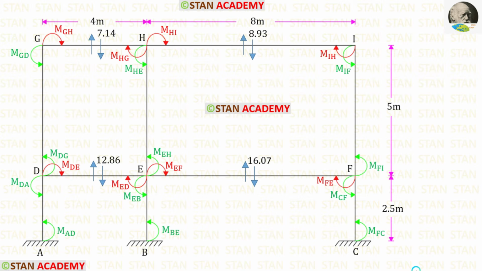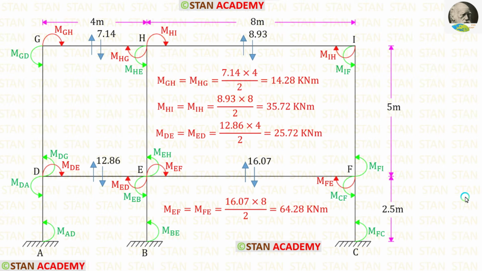Now we are going to find the moments. All of the moments along the beams will be acting in the clockwise direction. You can see that all of the moments along the beams are acting in the clockwise direction. The moments along the columns will be acting in the anti-clockwise direction. You can see that all of the moments along the columns are acting in the anti-clockwise direction.